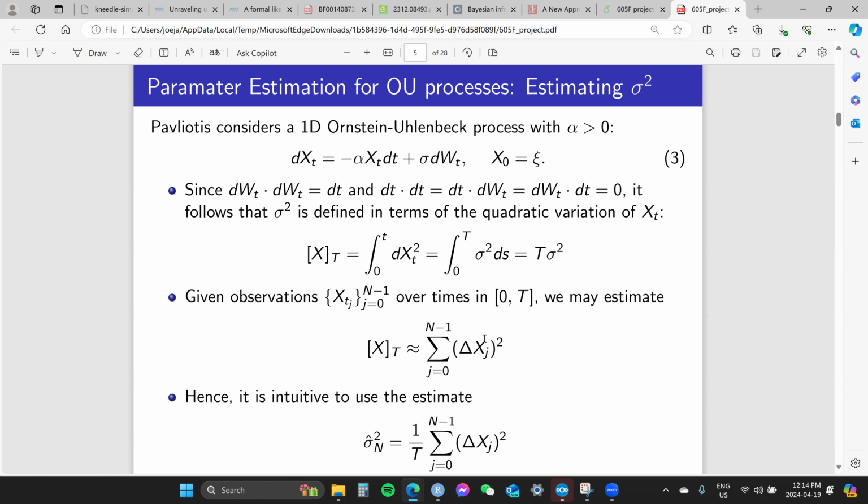Is there a question? Yeah. I don't know why dW_t squared is dt. Oh, it's the Brownian motion scaling. It's the square of this Gaussian. Oh, because that's the variance of that Gaussian. Yeah, I always mix it up.